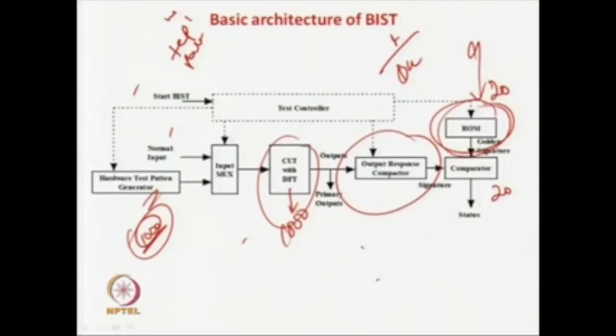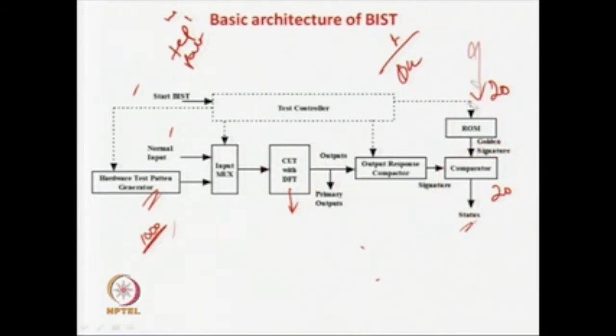But you have to compress it, because if you do not, the ROM size will be very, very high, and that is not possible. If you store the golden response corresponding to all the test patterns generated by the test pattern generator in the ROM, the size will be very high. So, you have to compact it, and then the compact response is kept in the ROM and compared with the output by the comparator, and if this matches then it is fine. We will see all these through examples.